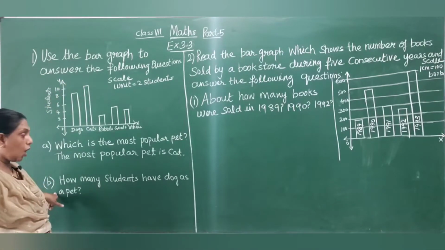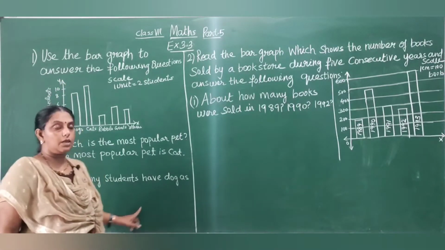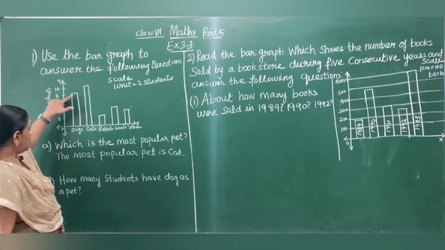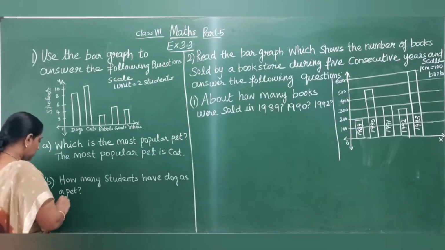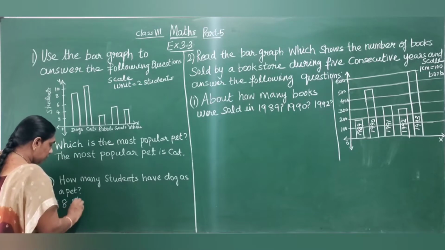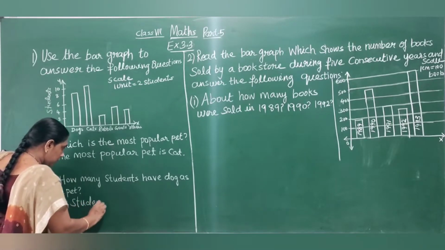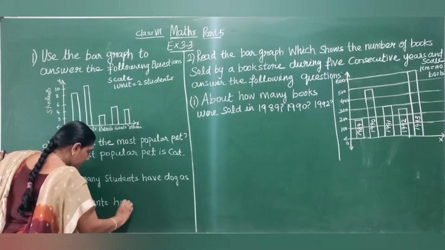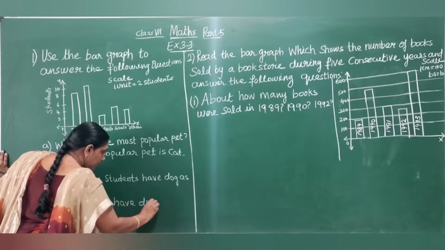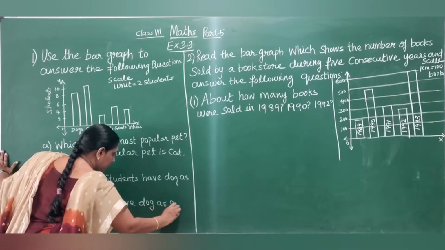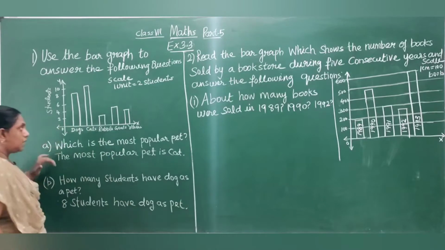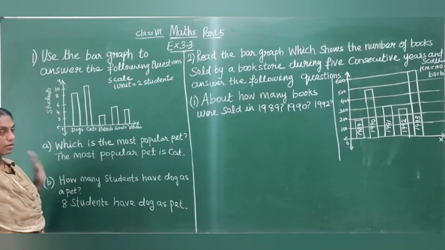Now the second one is, how many students have a dog as a pet? Dogs, how many are there? 8. So 8 students have dogs as pets. See the bar graph, how to answer the question.